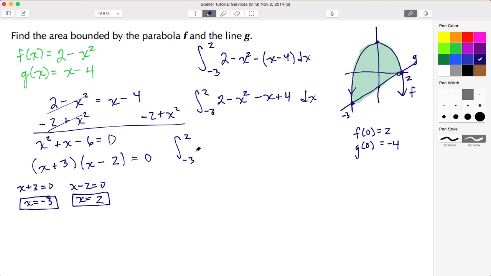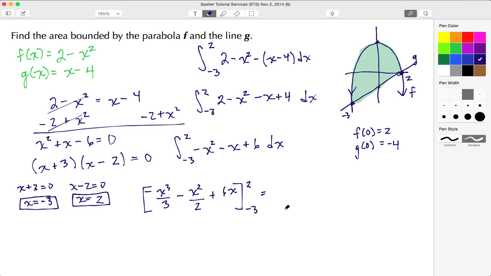Again, rewrite for simplification. I keep my negative x squared. I keep the negative x. And I have a 2 plus 4 to give me a positive 6 dx. Now I can integrate. I keep my negative, so that x squared integrates to x cubed over 3. Again, I keep my negative. X becomes x squared over 2, and then the 6 becomes a 6x, and this has to be evaluated from negative 3 to 2.